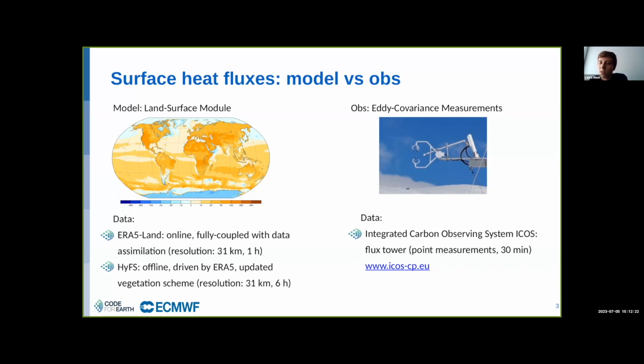These surface heat fluxes can also be measured. That's a bit more complicated than normal meteorological stations. For this, we use eddy-covariance measurements. This means that you have a sonic anemometer with a really high sampling frequency combined with temperature and water vapor measurements. A portal which provides such measurements is ICOS, the Integrated Carbon Observing System. They have all the flux towers in Europe. These are really point measurements, and in the end they have a temporal resolution of 30 minutes.